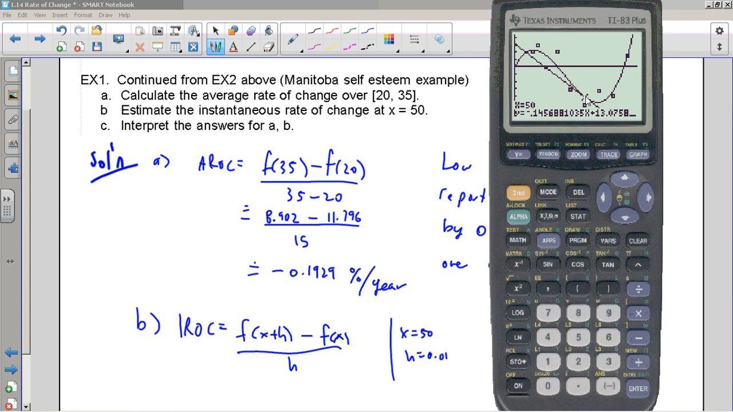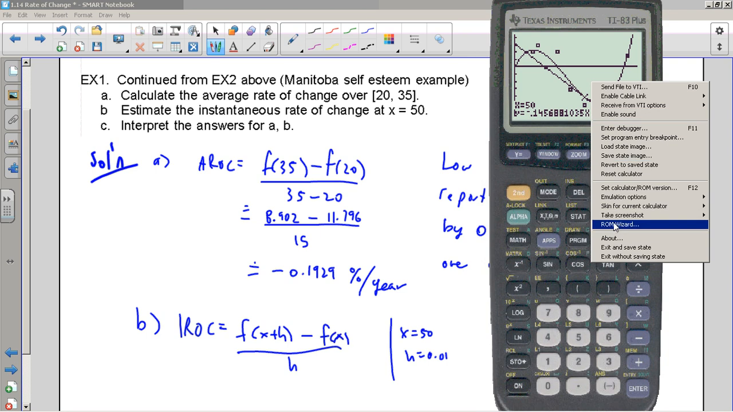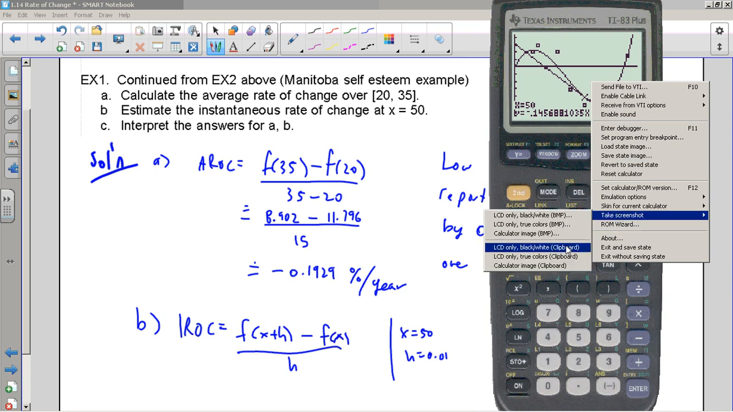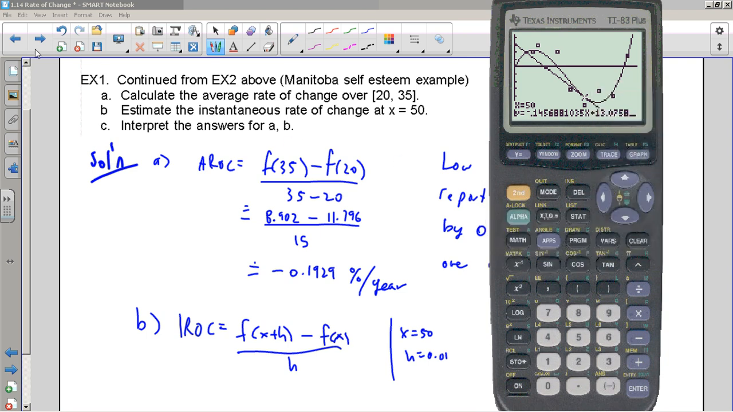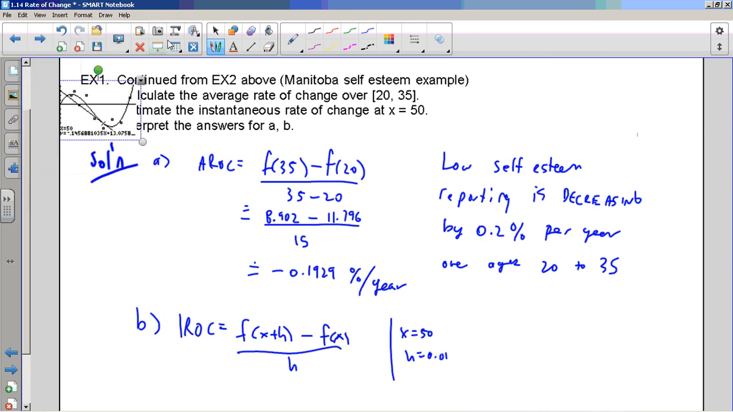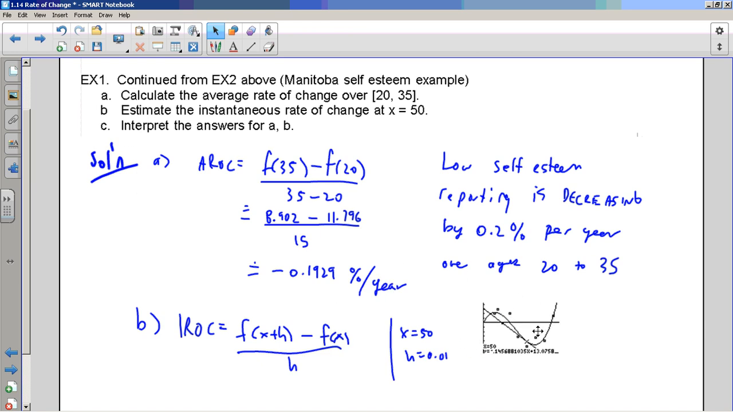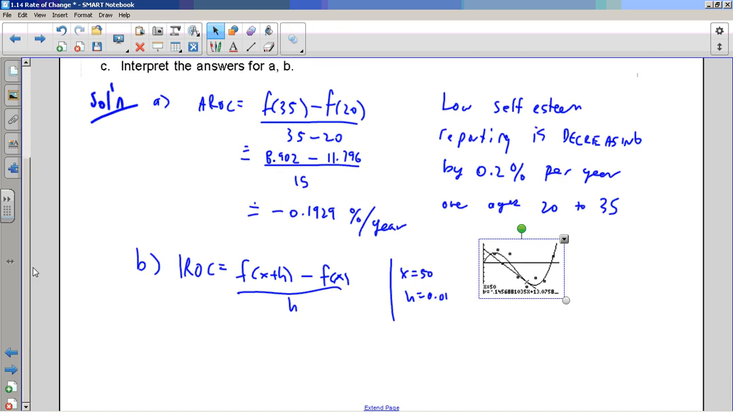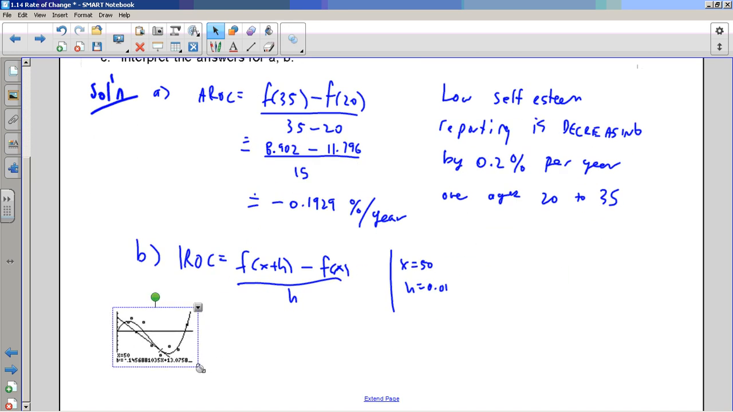Bam, right there. There's x equals 50, and there's the tangent line. All right, so I'm going to grab a copy of that, just so I don't have to go back and forth and copy that out down here. And I'm going to write those calculator steps so you can practice those in class.